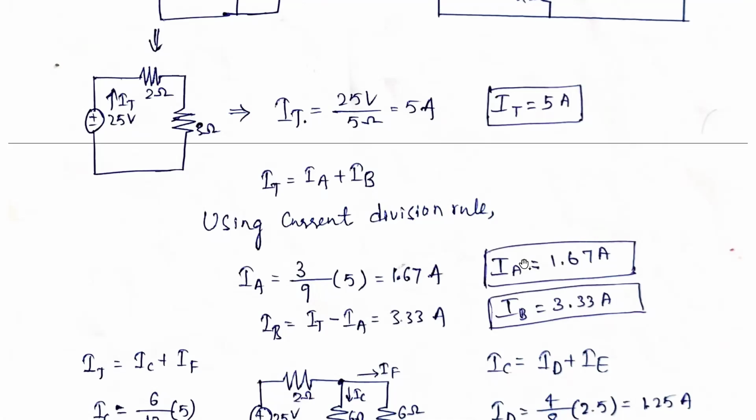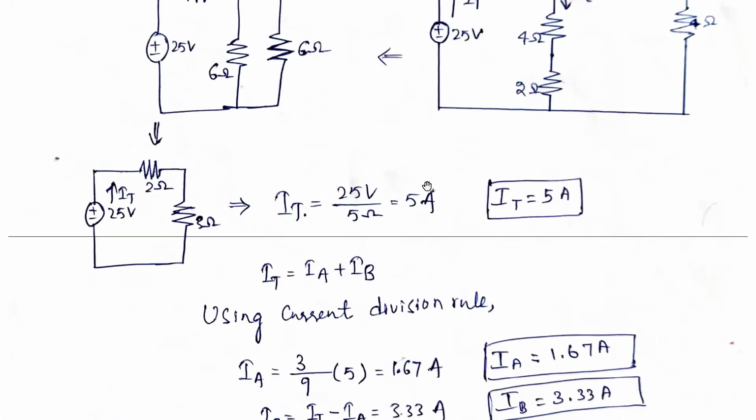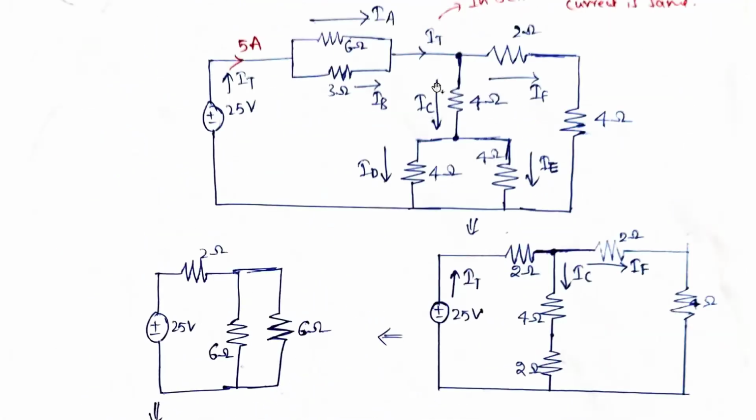So now we found out IA and IB clearly. After finding IA and IB, next we need to find out IC and IF.